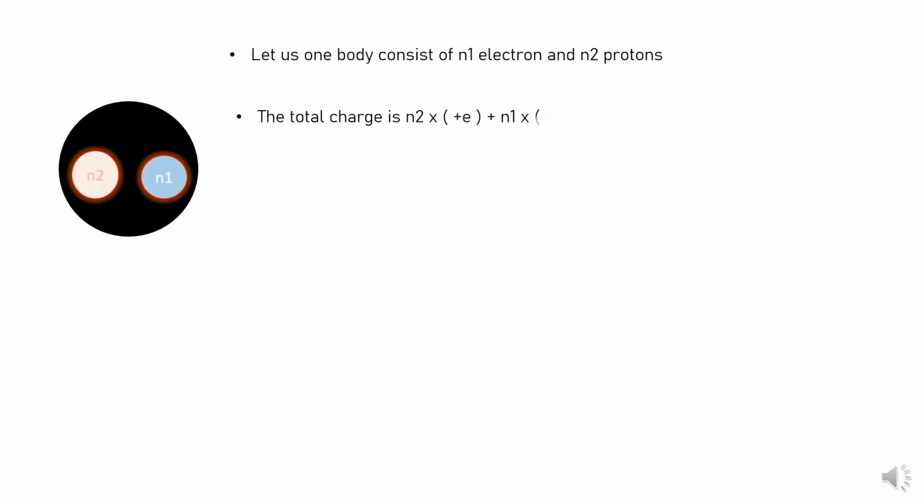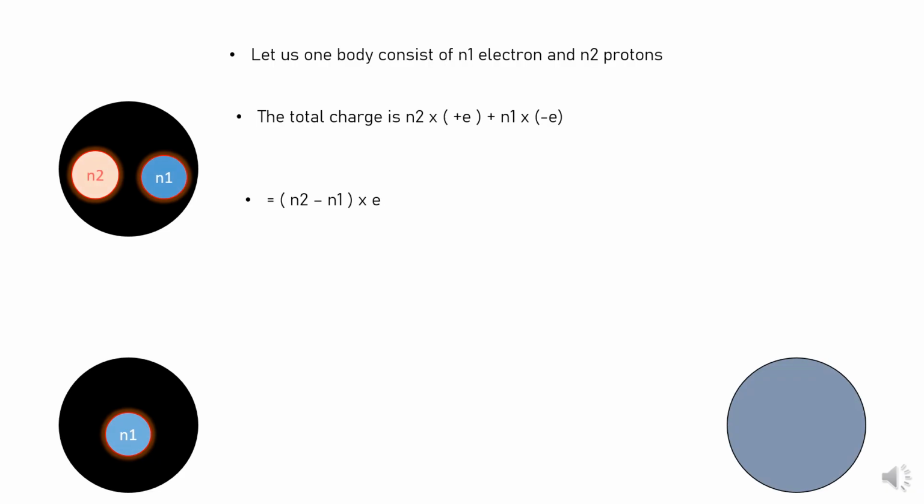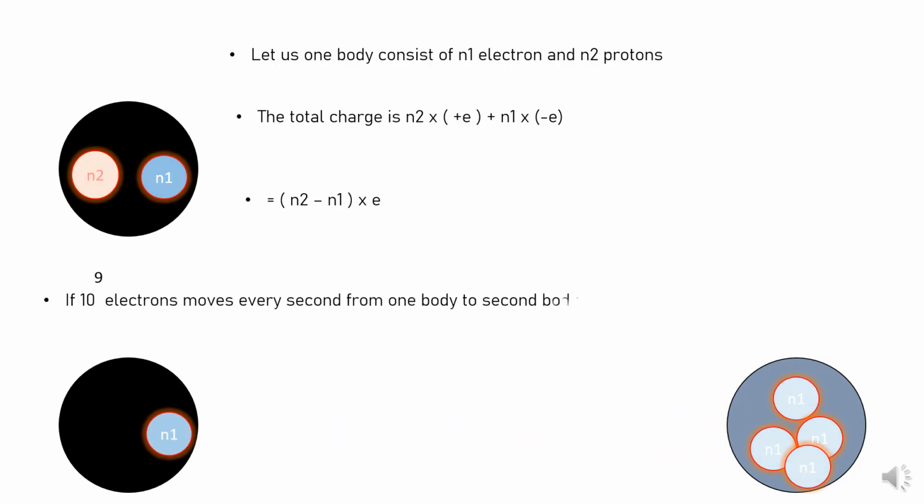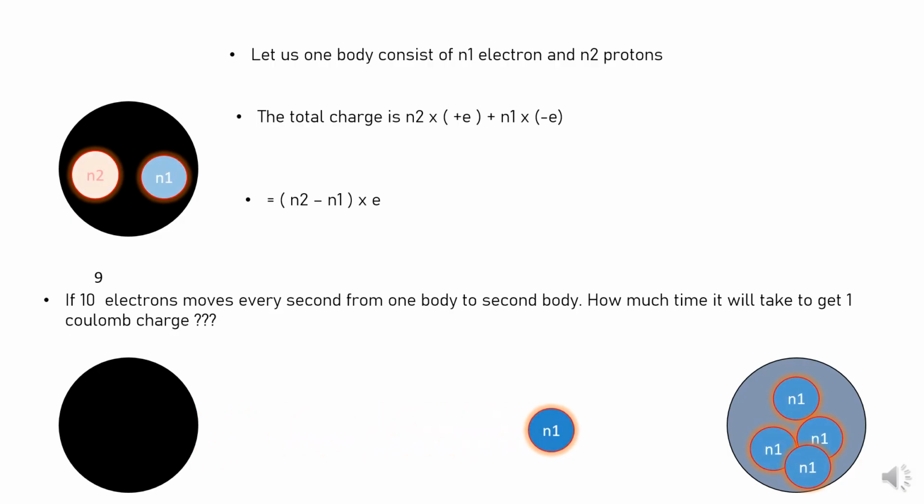All about the coulombs. Now let me give one example. One body consists of N1 electrons and N2 protons. The total charge is N2 multiplied by plus e plus N1 multiplied by minus e. The net result is N2 minus N1 into e. What does it mean? I have shown one picture on the bottom side. Let us take one example: 10 raised to 9 electrons transfer from one body to a second body in 1 second.